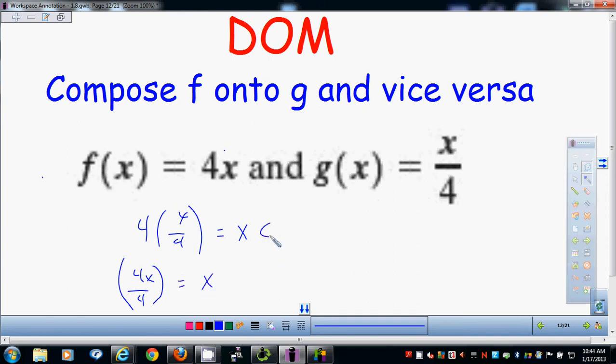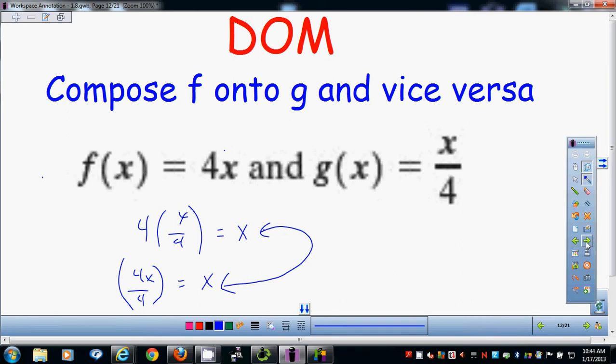Does anybody remember, I said the other day during the other lesson, what it means if when you compose two functions back and forth, you get x? That's right. It means they're inverses of each other. So you can put the dime away. That's it. The answers were x.